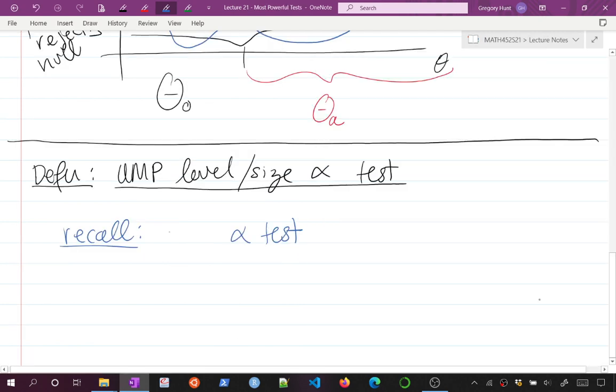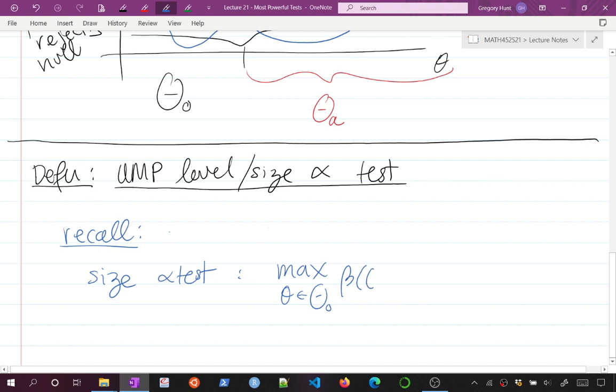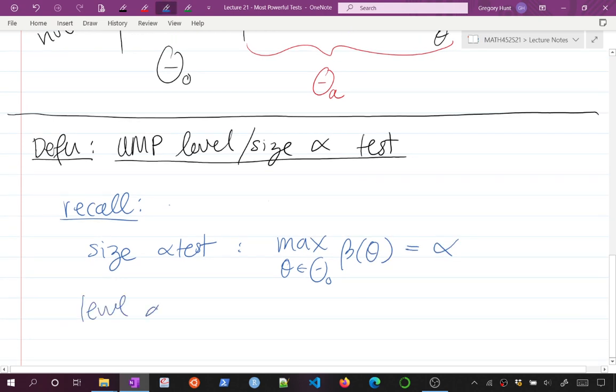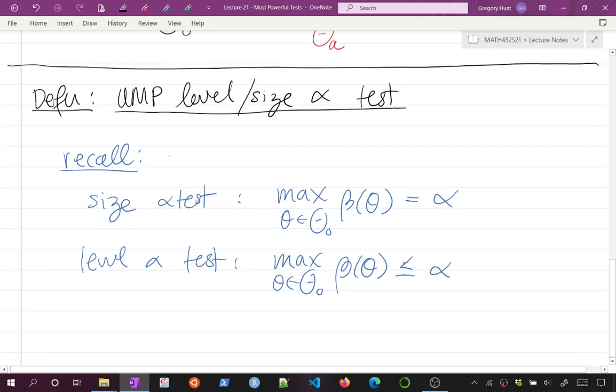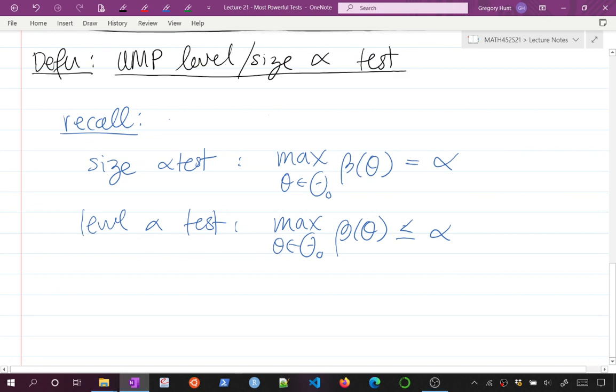So let's say a size alpha test is that the maximum over our null of beta theta is alpha, and a level alpha test is that the maximum over theta in our null of beta is not more than alpha, right? So typically we're going to look at collections of either all size alpha tests or all level alpha tests for a particular hypothesis.